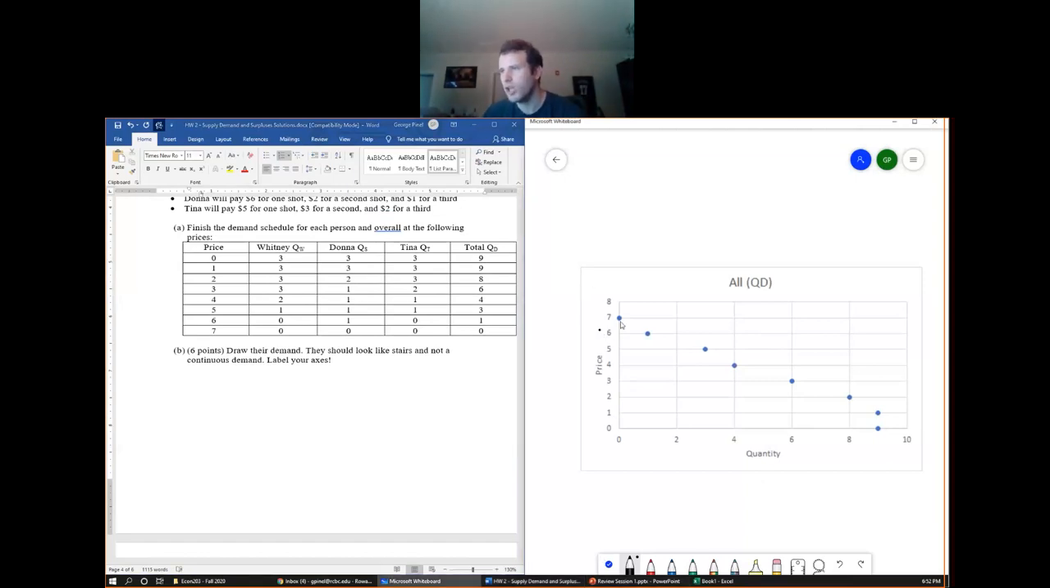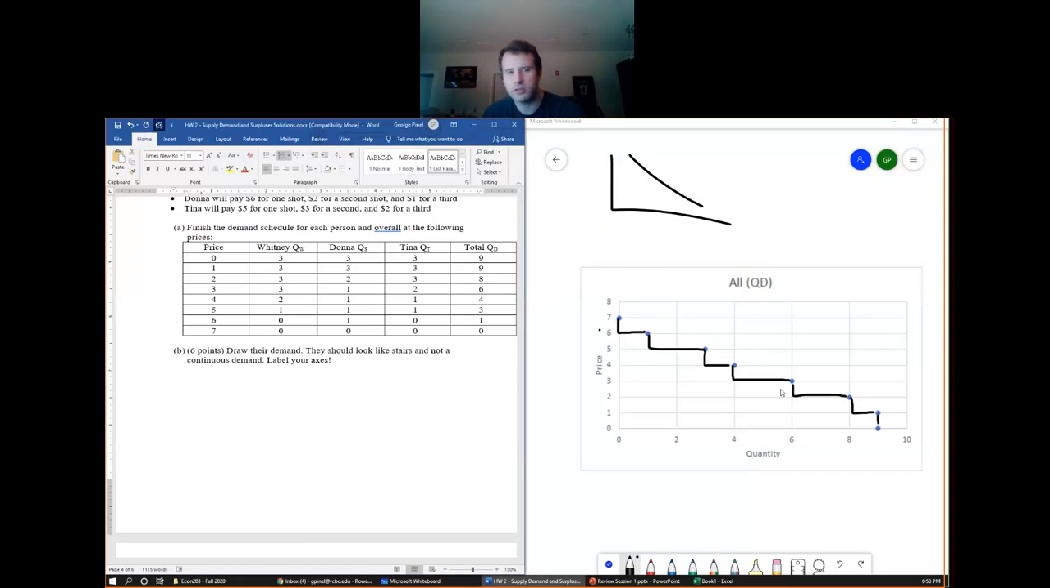So when price is 6, we go to 1. When price is 5, we go to here. And it should be a stair stepper because it's not like an infinite number of consumers, and also because I told you that it should look like stairs. Typically when we're dealing with demand equations, they're going to be like a line. In this case, because there's only 3 consumers and we know exactly what their willingness to pay are, we would do a stair stepper. Okay, so it should look like this. Does that make sense? Yes. Okay.